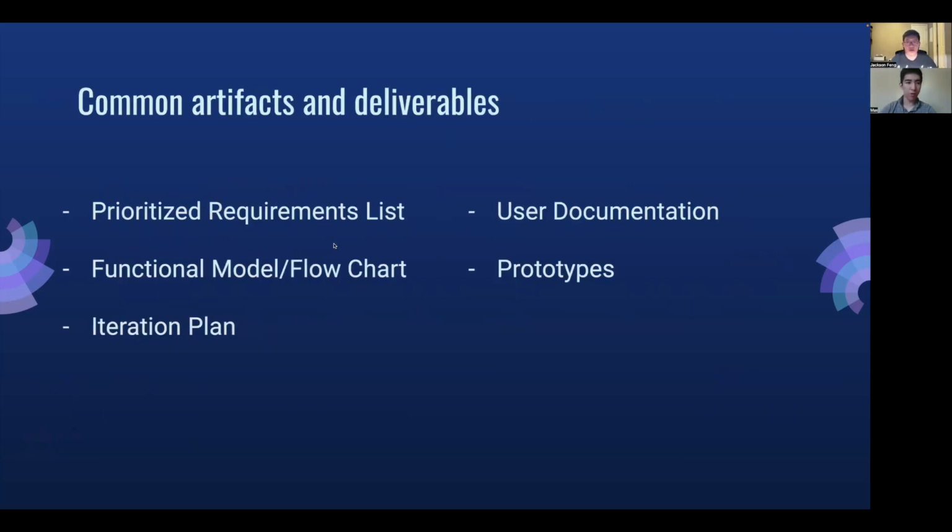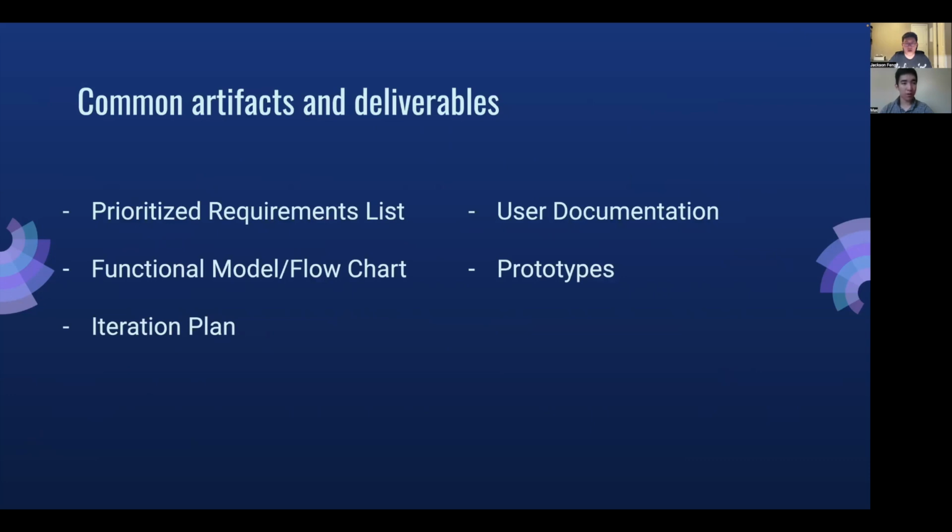So to go over some common artifacts and deliverables, we first have the prioritized requirements list. Remember, there are some facets of the project that are probably more important than others, and you want to be able to list the most critical components in this list right here. It'll help your team realize what needs to be completed and what needs to be worked around.